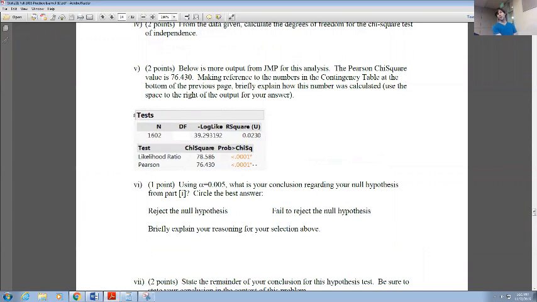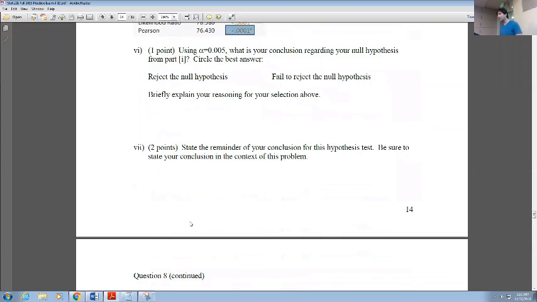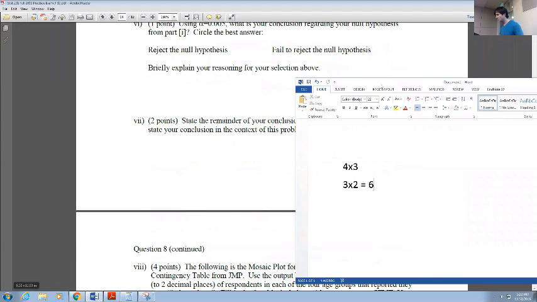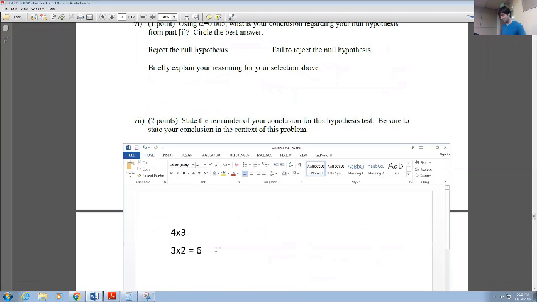So what would you do here with the low p-value? When the p is low, reject the null. So we are definitely going to reject the null hypothesis right here, definitely. And to put this in context, state the remainder in context, this is where a lot of people make mistakes. A lot of people make mistakes on this part. But just go back to your null and alternative. H0.